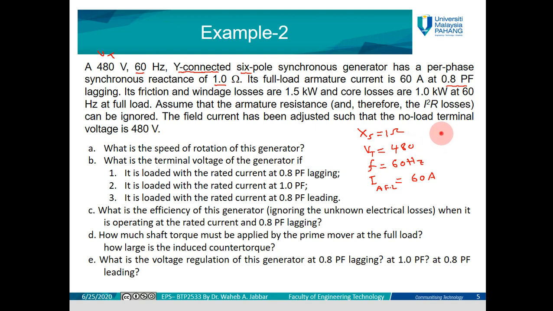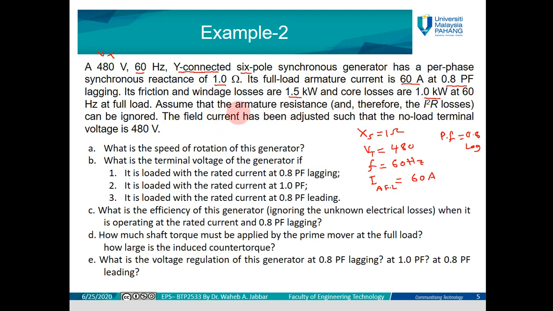Then we have the power factor of 0.8 lagging. So in the first case, or in the normal condition, the power factor equals 0.8 lagging. Always when you calculate or use the power factor, you should know if it is lagging, leading, or equal to 1. Its friction and windage losses here, we'll talk about the power loss. As we already saw in the power flow from the input to the output of the generator, we have mechanical losses, like windage losses and also friction loss. And also we have core losses here, which is 1 kilowatt, and all these are at 60 hertz full load. When we say full load, that means we are talking about 60 ampere current.